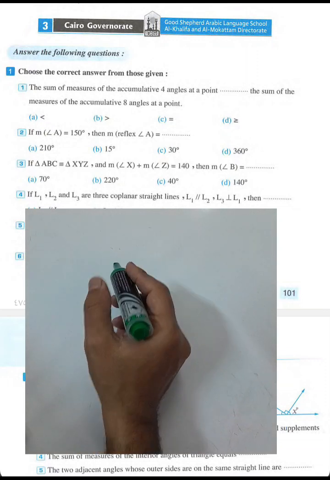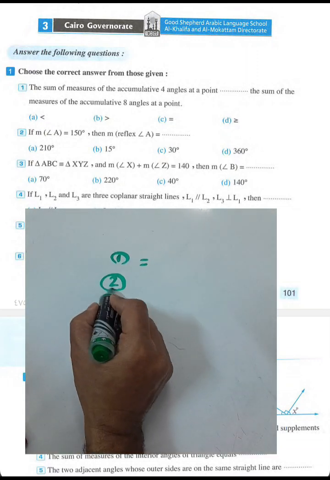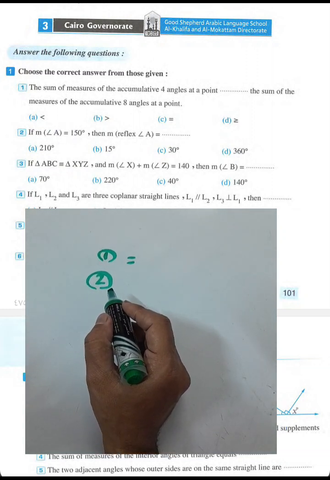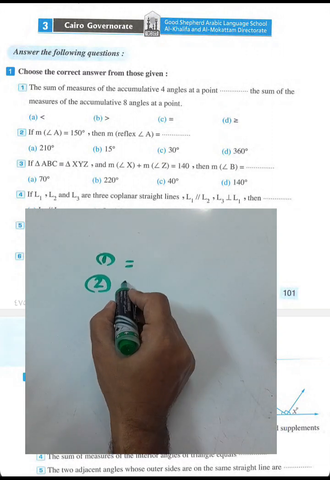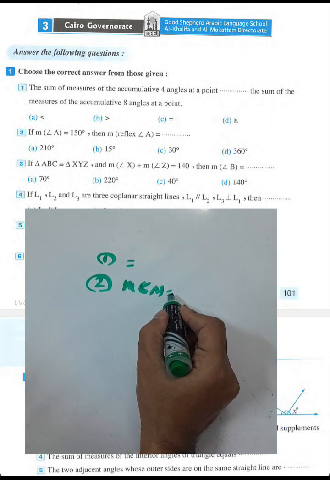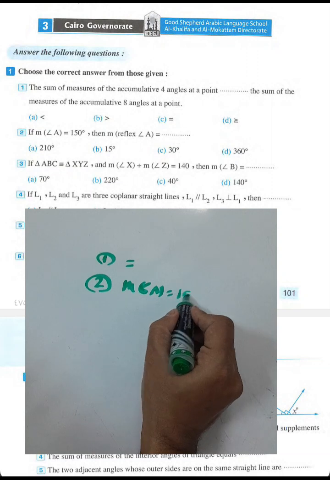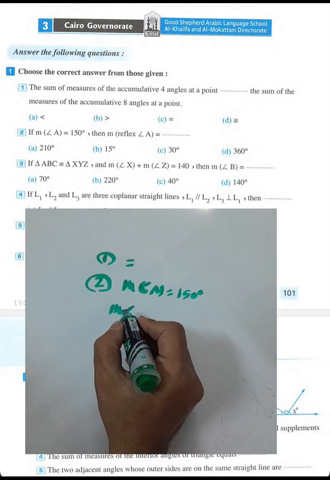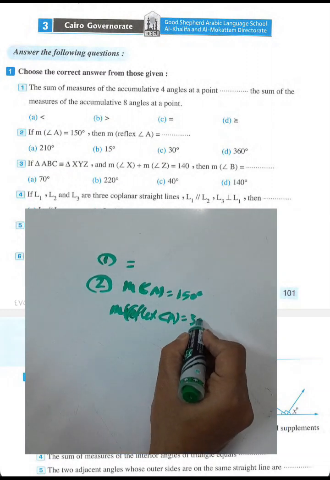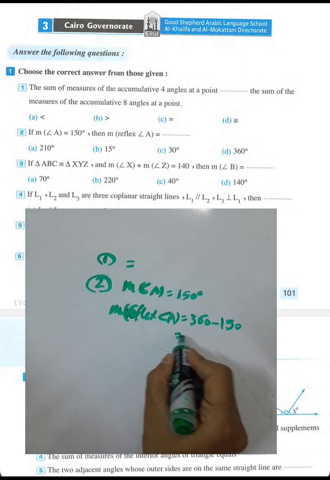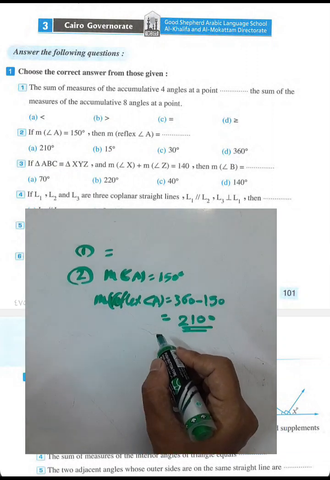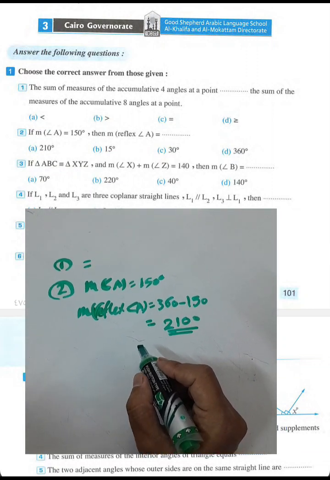Okay, that was question number one. Now question number two. If the measure of angle A equals 150, then what is the measure of reflex A? The measure of reflex angle A is 360 subtract this angle. He gave us the measure of angle A equal 150 degrees. So the measure of reflex angle A is 360 subtracted by 150. 6 minus 5 is 1, and 3 minus 1 equals 2. Then the result will be 210 degrees. Understood?